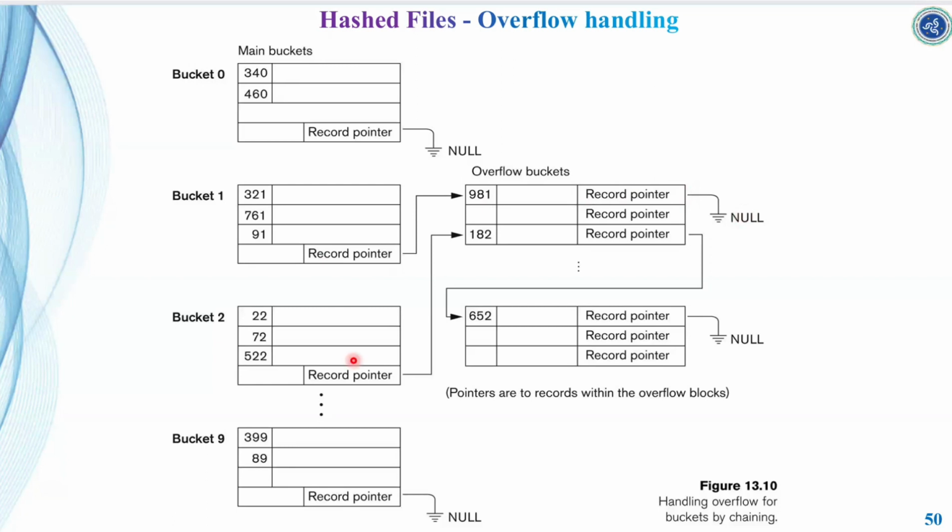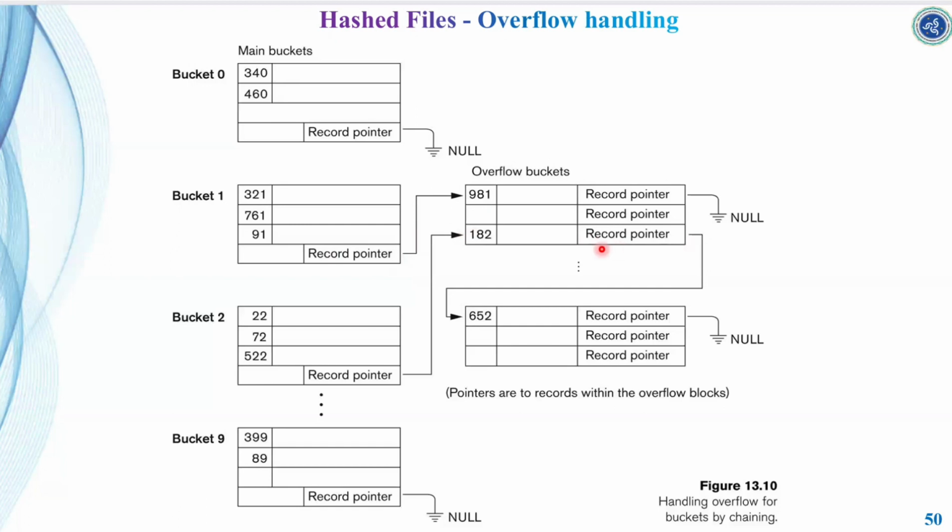Okay. The same for bucket 2 also. Here also we already have three values, and the fourth value, 182, is coming here. So what we do is again chaining. 182 is placed in the overflow bucket, and we will have a pointer pointing from this position to this one.